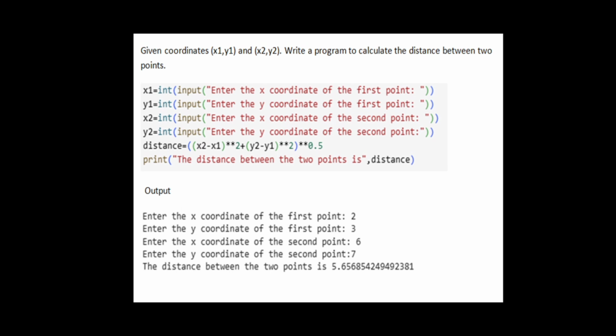So if we put the x coordinate of the first point as 2, the y coordinate of the first point 3, the x coordinate of the second point 6, the y coordinate of the second point 7, then the distance between the 2 points is this, that is 5.65685424949238.